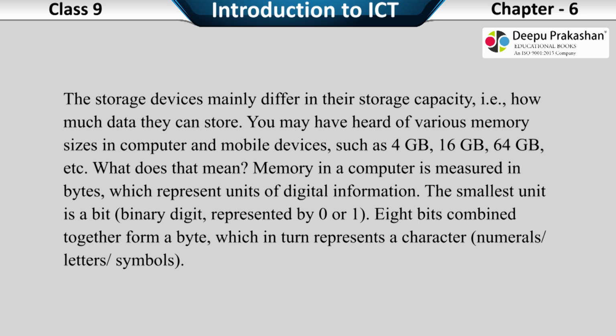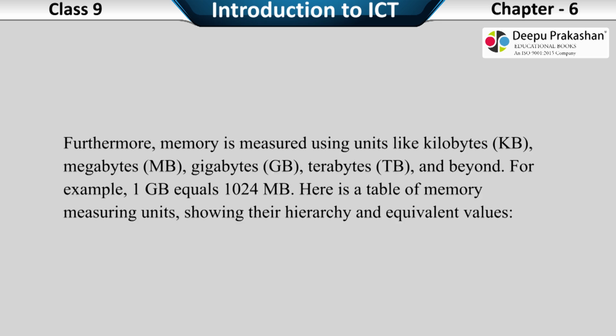The smallest unit is a bit, binary digit, represented by 0 or 1. 8 bits combined together form a byte, which in turn represents a character, numerals, letters, symbols. Furthermore, memory is measured using units like kilobytes, KB, megabytes, MB, gigabytes, GB, terabytes, TB, and beyond. For example, 1 gigabyte equals 1024 megabytes.